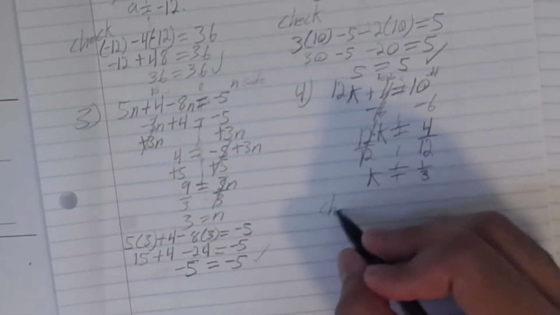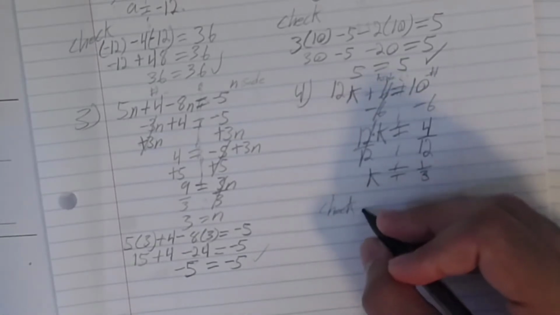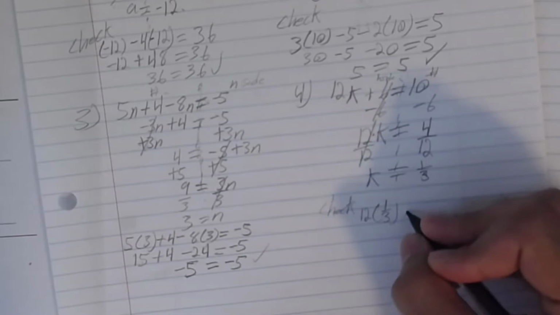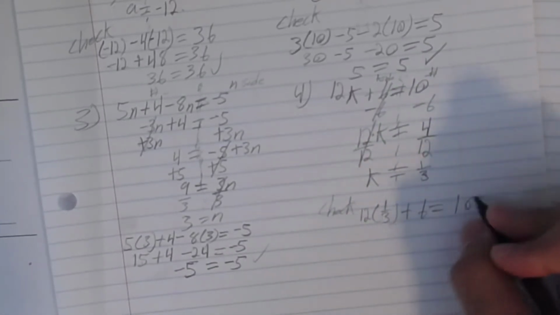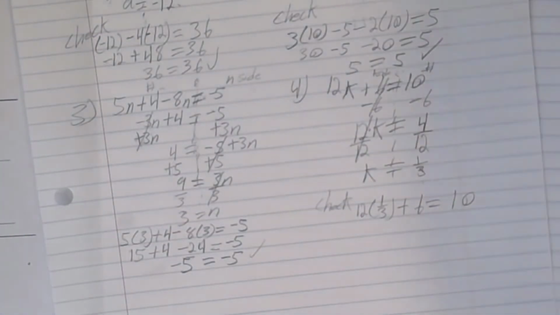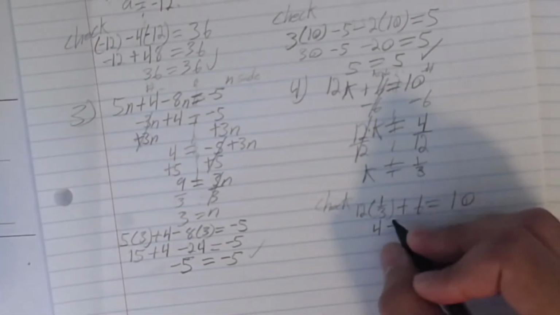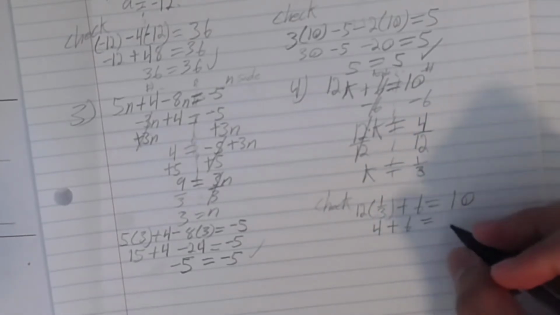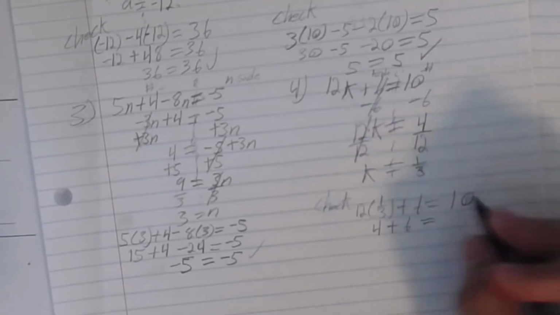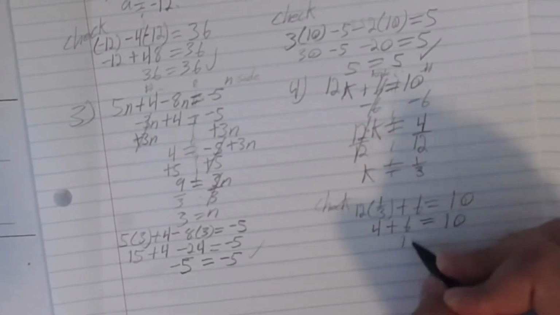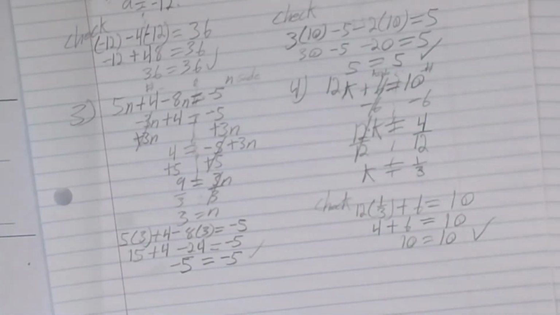Now we gotta check. So we have 12k, but k is 1/3, plus 6 equals 10. Okay, this is gonna be 4 plus 6, because 12 times 1/3 is just 4. It's just 10. Boom. It works. We are good.